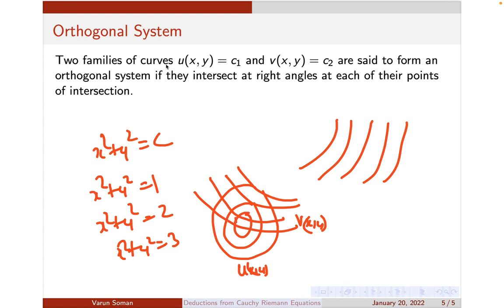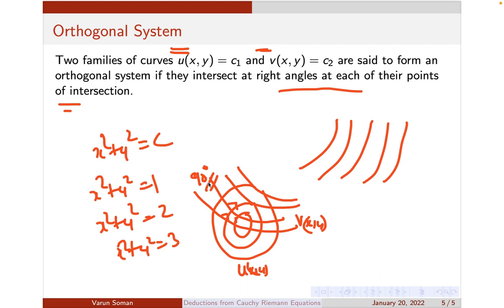So we say that two families of curves u and v are said to form an orthogonal system if they intersect at right angles at each point of that intersection. That means the angle at each of these points of intersection should be 90 degrees. Such curves are called orthogonal curves.